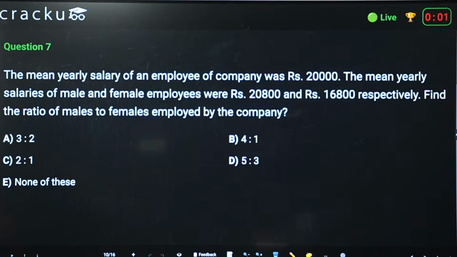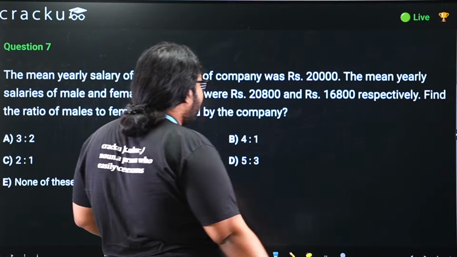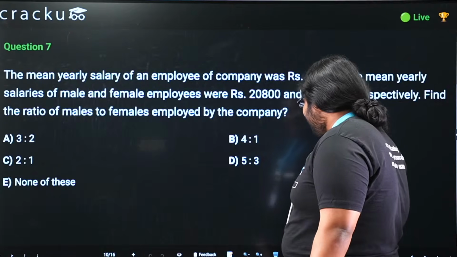Okay, a lot of you guys have put the answer. Yeah, let's discuss this. B is predominantly the answer for everyone. I think it might be the correct answer here.